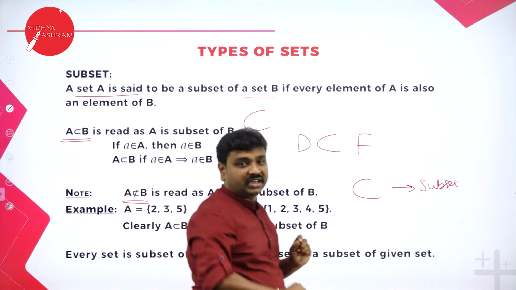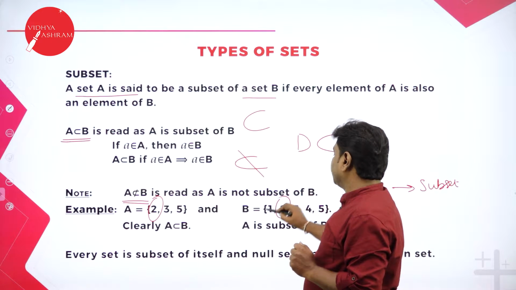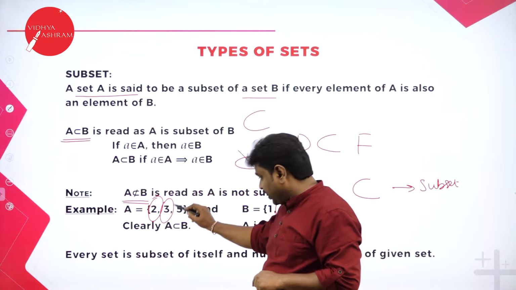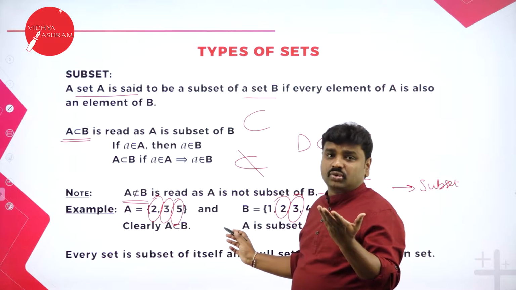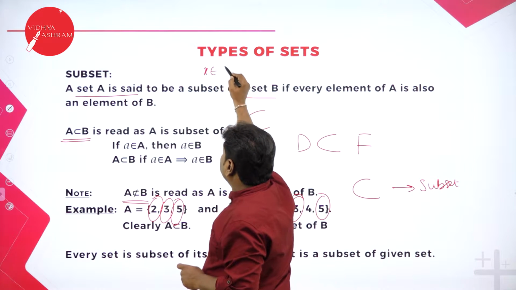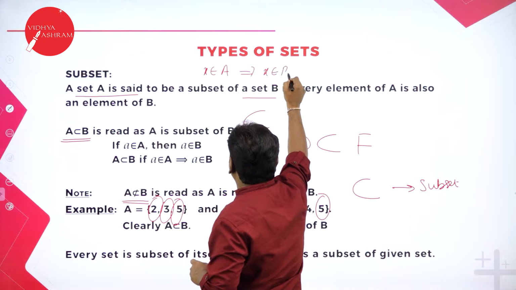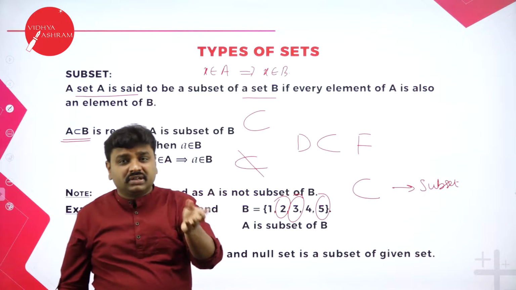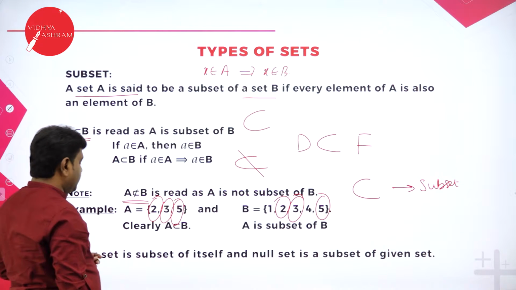A is a part of B, I can say. So all the elements: 2 is present in A, it should be in B. 3 present in A should be in B. 5 present in A should be in B. And B may contain more elements also, but every element belonging to A implies the same element should also belong to B. So here clearly A is a subset of B.